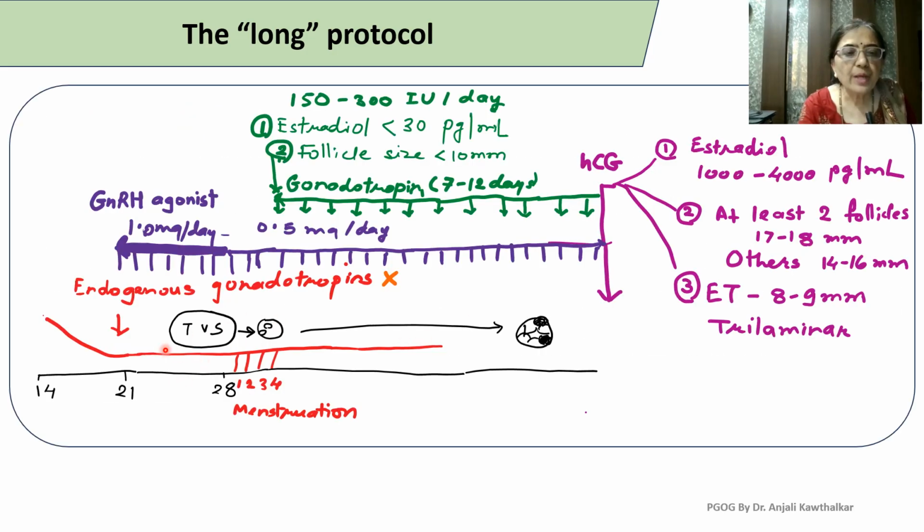Yeah, so this is diagrammatically, again to repeat: we start this GnRH agonist on day 21 when endogenous gonadotropin levels are lowest. This is showing the lowest endogenous gonadotropin level. And here we are initiating GnRH agonist. We are giving 1 milligram per day, like that every day. This is continued till the day of menstruation. Then the dose is reduced to 0.5 milligram per day, and it is continued till HCG trigger.